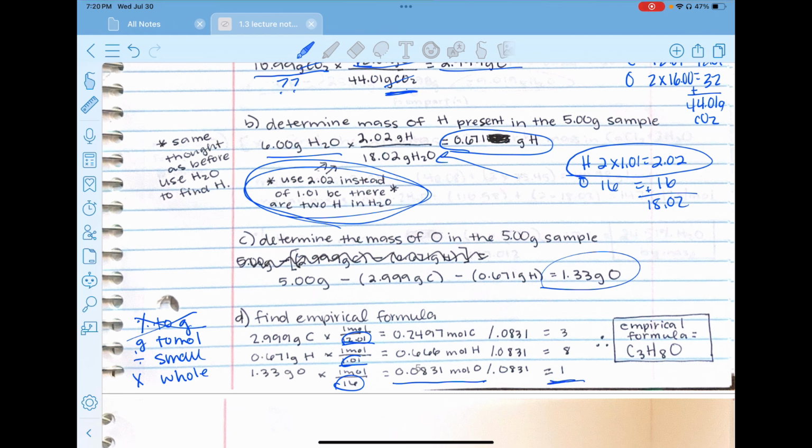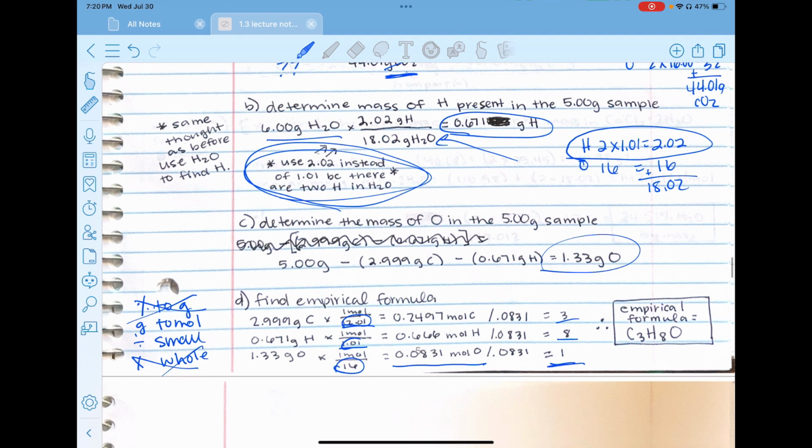When you divide 0.666 by it, we get an 8. 0.2497 divided by it, we get a 3. So we don't need to do step 4 here because these are already whole numbers, so there's no need to go any further. So therefore, our empirical formula has 3 carbons, 8 hydrogens, and 1 oxygen.